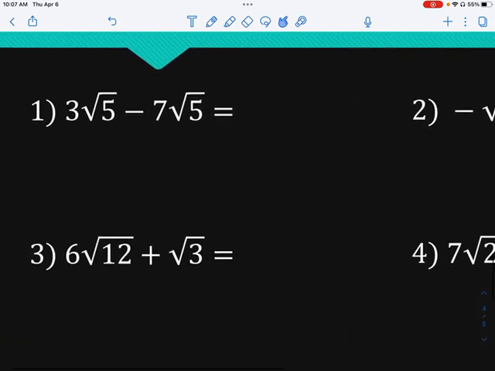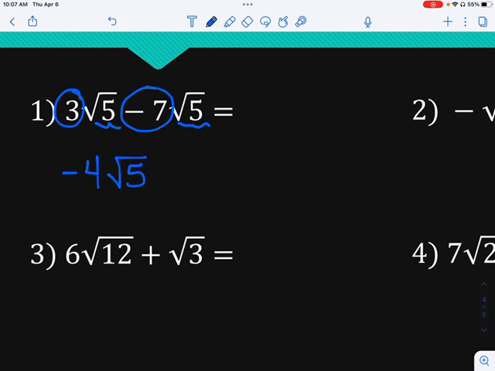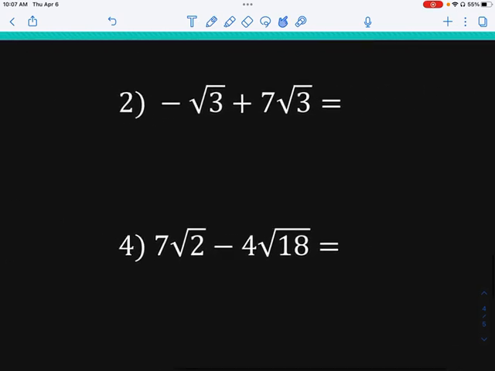Let's try a couple. So I look here at number 1, and I notice I have square root of 5, square root of 5. So those are like radicals. So what I'm going to do is take the 3, and subtract 7. So 3 minus 7 is negative 4, and then I bring the radical across. So negative 4 square root of 5. Okay, let's try number 2. So I look over here. I have a 3 and a 3, so my radicals are the same. So I'm going to take negative 1, add it to 7, and that is going to give me 6 square root of 3.